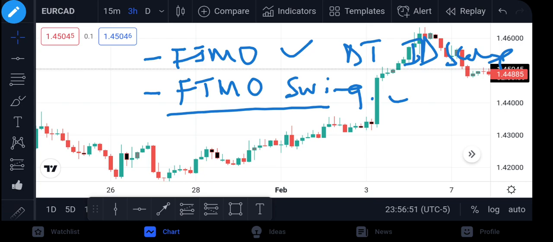Personally, I've been trading with FTMO, and that was the last challenge that I passed. After that, I've just been on my personal account and I've not been in any challenge, but I'm preparing to go to the next challenge.